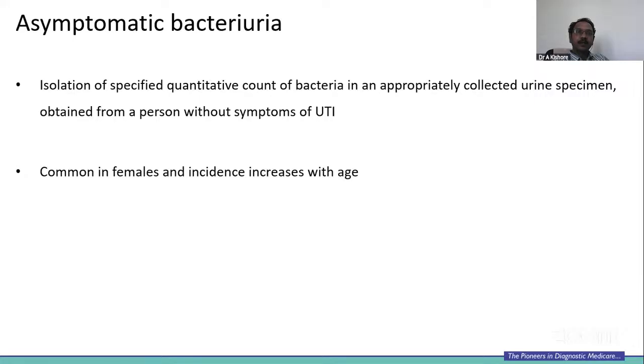Asymptomatic bacteriuria means isolation of a specified quantitative count of bacteria in an appropriately collected urine specimen obtained from a person without symptoms of urinary tract infection. It's most commonly seen in females, and incidence increases with age. So there will be no symptoms in the patient, but the specified quantitative count of the bacteria will be in an appropriately collected urine specimen, without any symptoms in the urinary tract.